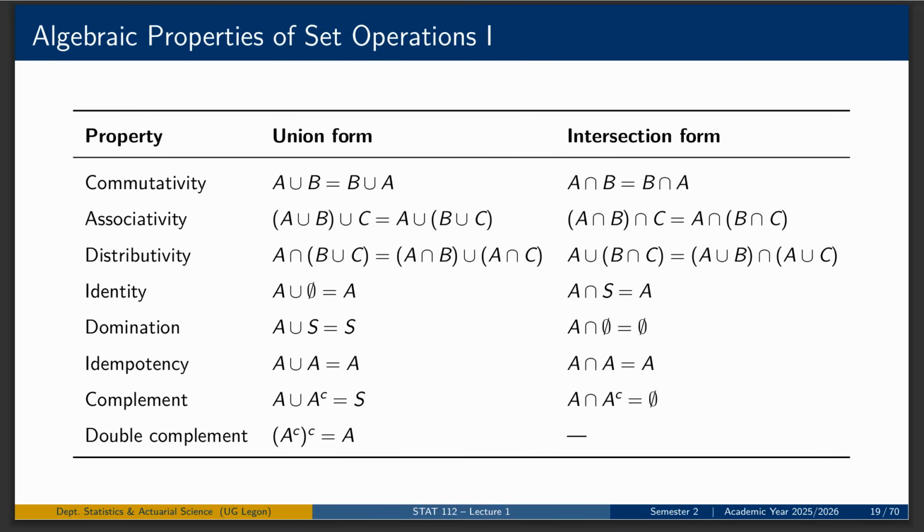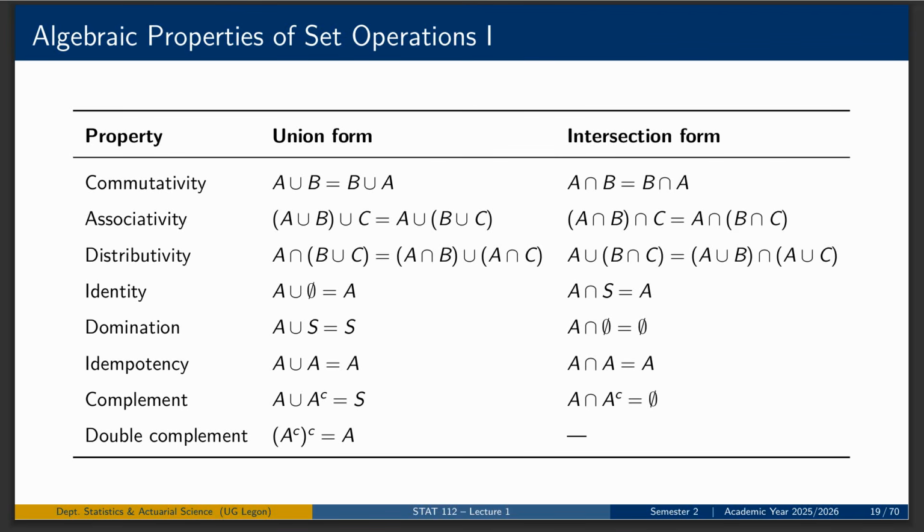Then, what do we mean by identity? A union a null set is the same as A. And of course, A intersection the sample space will give you A. We can have domination: A union S is definitely S, and A intersection null set is also a null set. And then idempotency will be that A union A is A, and A intersection A is A.